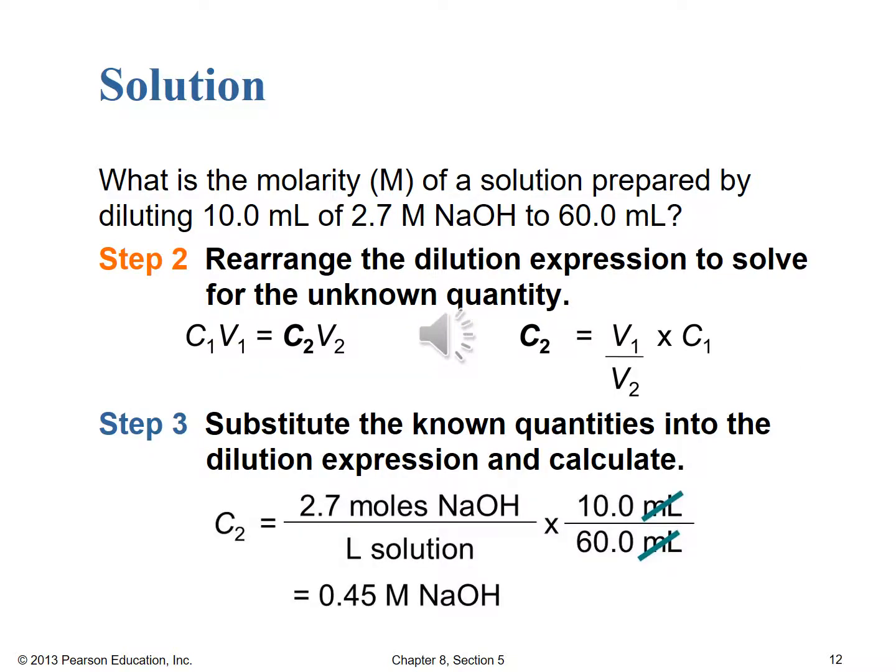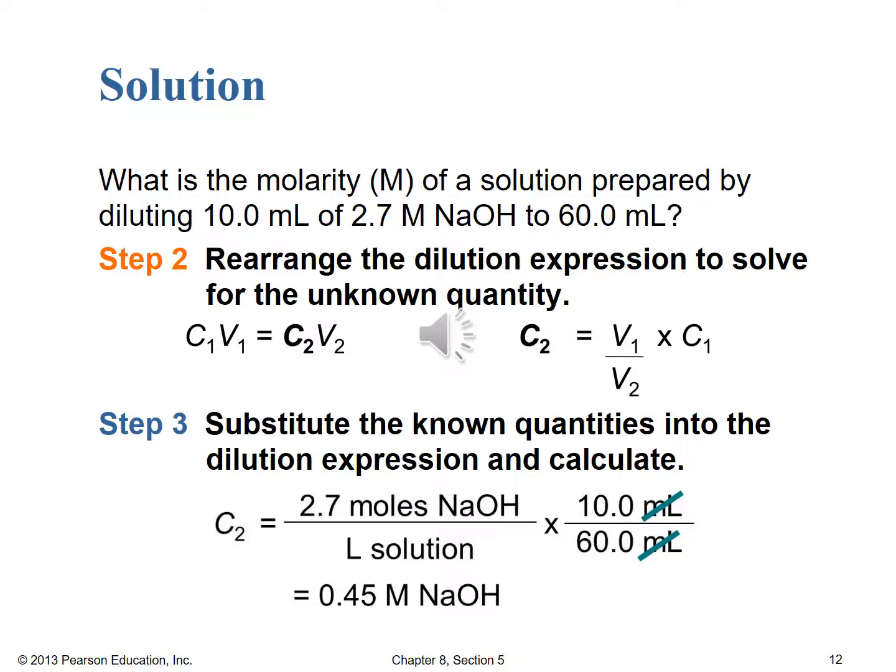All right, so there we are in step 2. This time we're looking for C2, so we can rearrange by dividing both sides by V2 and then flipping the direction of our equation to get C2 on the left, which is the more traditional way to express our unknown. So C2 equals V1 divided by V2 times C1.